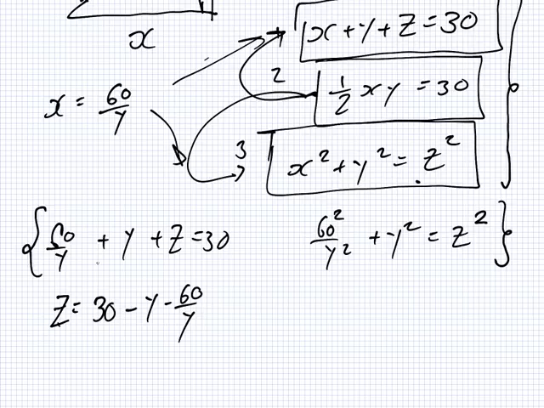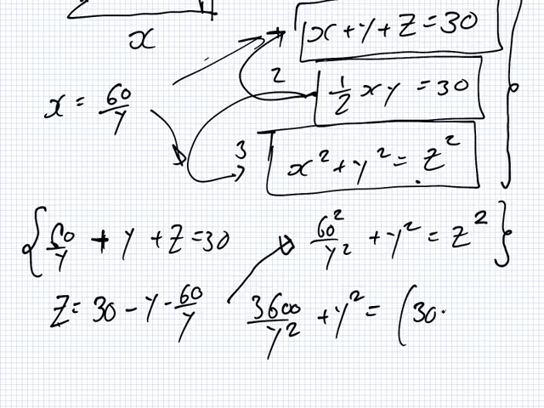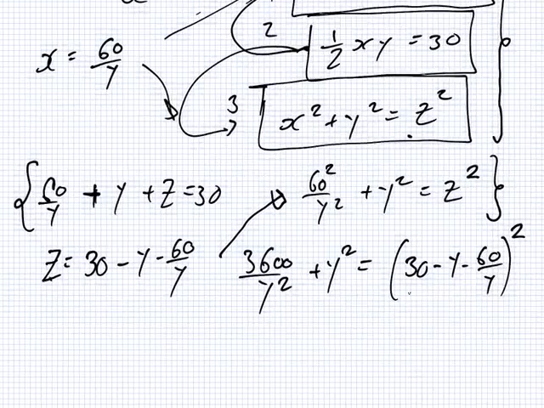No. So, and then I put this in here. So I'll get 3600 over y squared plus y squared equals, and then it'll be z squared here, which will be 30 minus y minus 60 over y, all squared. Now, the good news is we've made it become one equation.